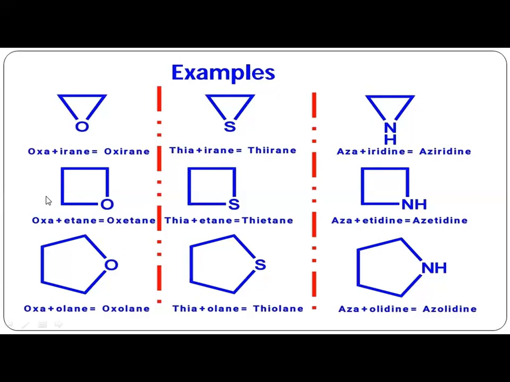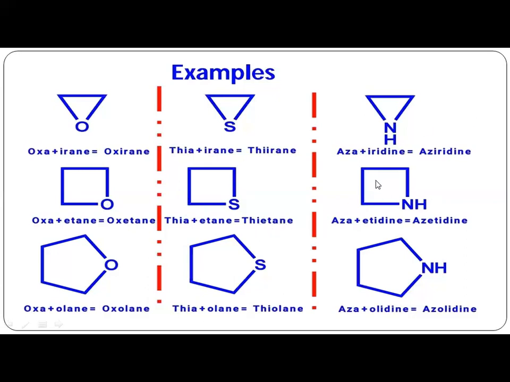Okay, next we will go for the 4-membered ring. A 4-membered ring containing an oxygen atom and a saturated ring. For a 4-membered saturated ring, the suffix will be etane, and for oxygen it will be oxa. So its combined name will be oxetane. After that, next one, 4-membered saturated ring, etane. The heteroatom is sulfur, so we are going to use thia, and the combined name will be thietane.